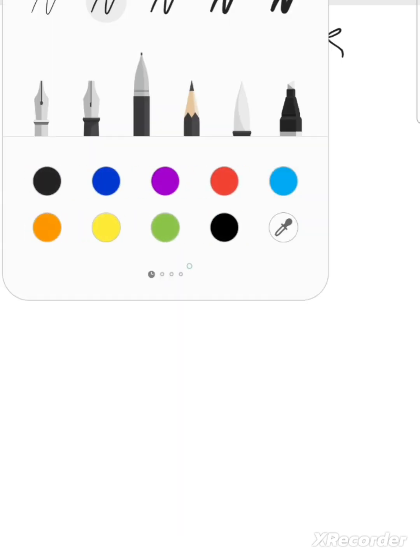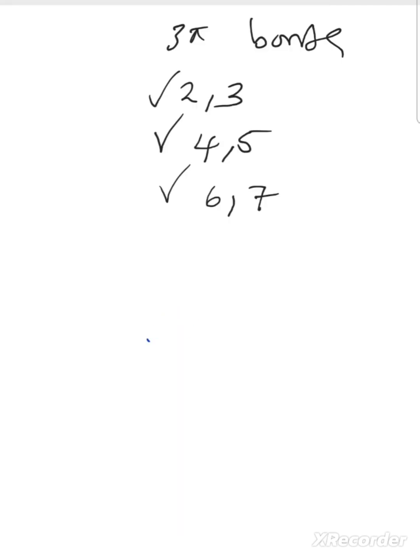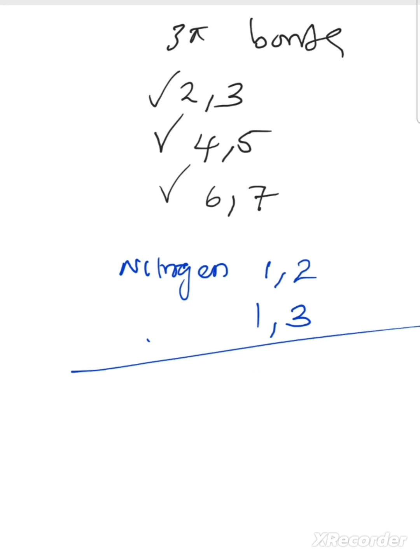But this compound called diazepine has nitrogen on positions 1 and 2 or 1 and 3. Sorry, not 1 and 3, 1 and 4. So these are the things that we need to know. Pi bonds are found on positions 2, 3, 4, 5, 6, 7, and nitrogen is found on positions 1, 2 or 1, 4. Right, so the IUPAC nomenclature, I can give you this.